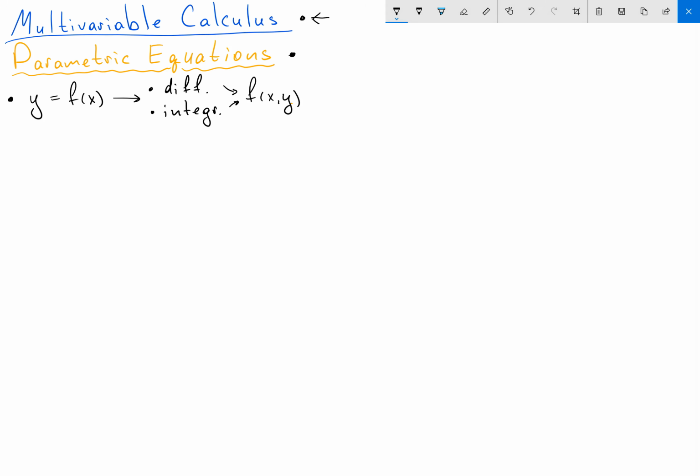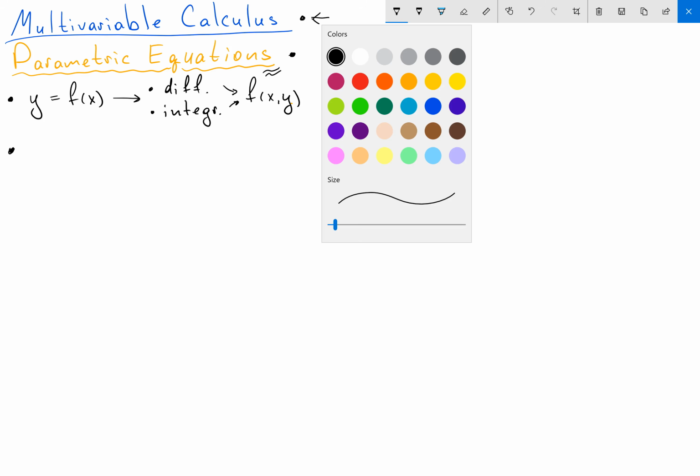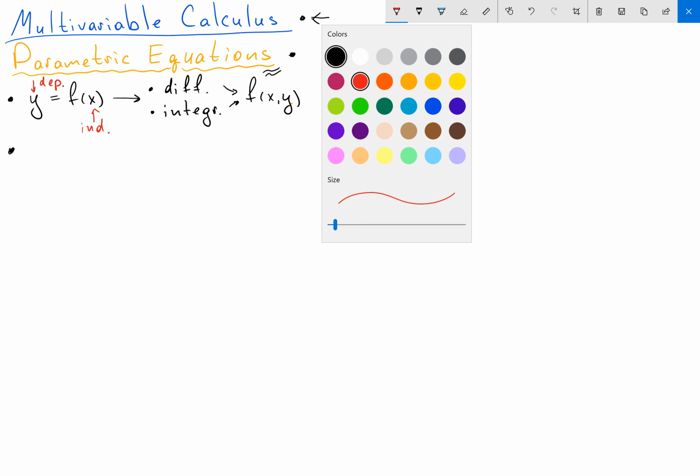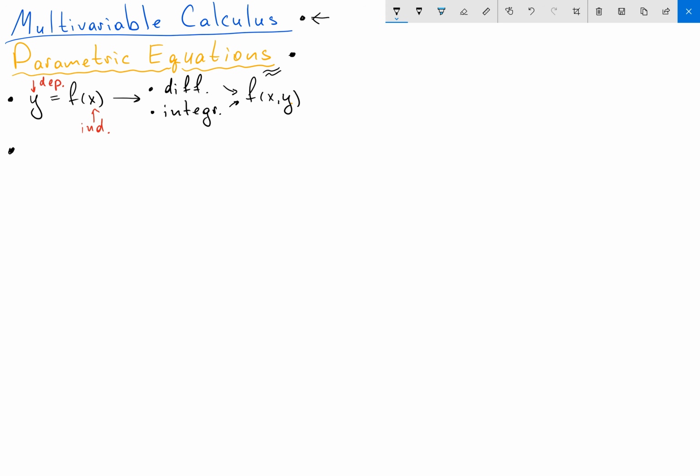But there's another way we can generalize our way of seeing single variable functions. It's to use parametric equations. Okay, so let's take this function y equals f of x. And we can see in this function that x is the independent variable and y is the dependent variable. So one of the ways we can revisit our single variable function is to make x dependent. And how am I going to make x dependent?